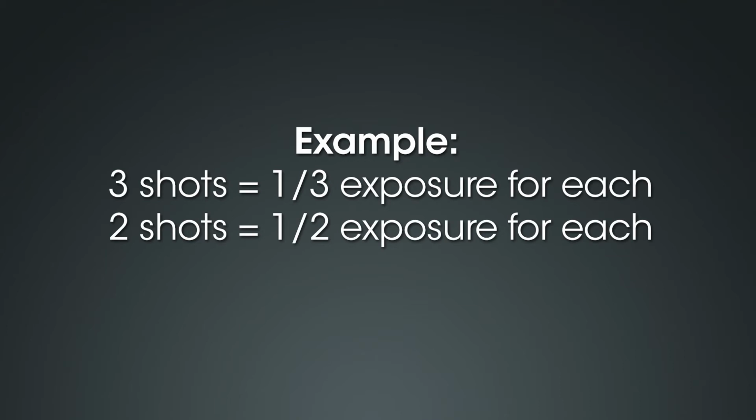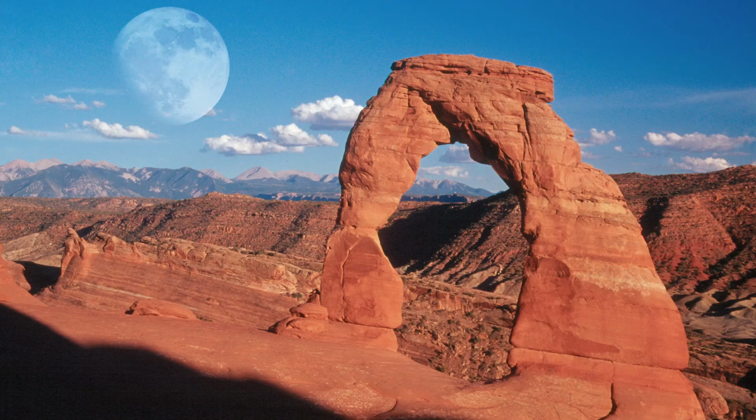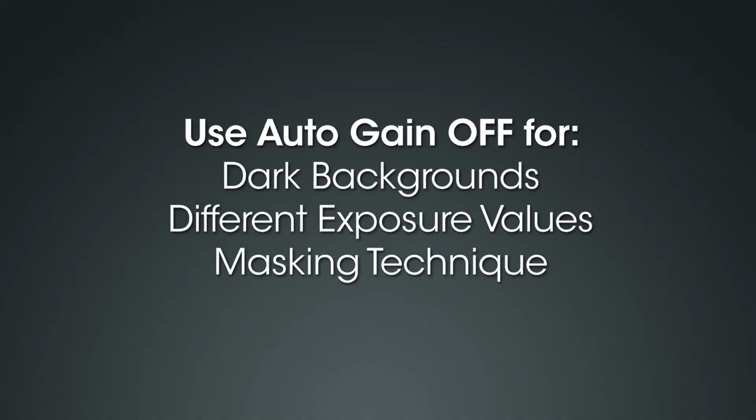Likewise, if the number of shots is 2, the exposure adjustment would be 1/2. This way, when the exposures are combined into one image, the total exposure will be the equivalent of 1 proper exposure.